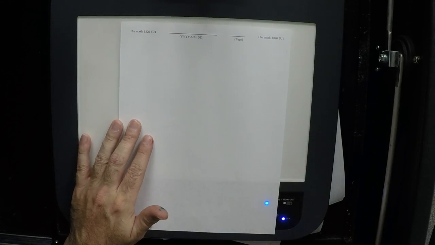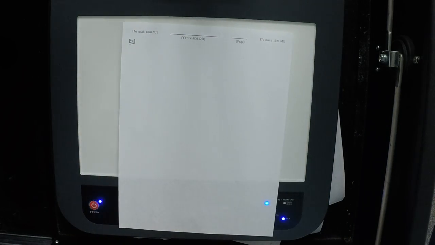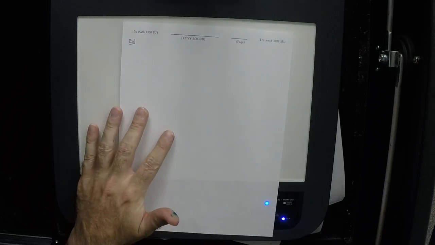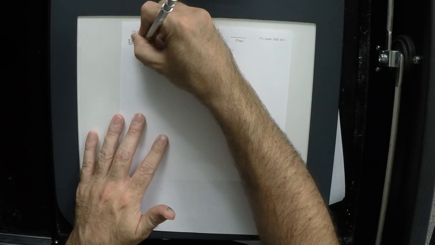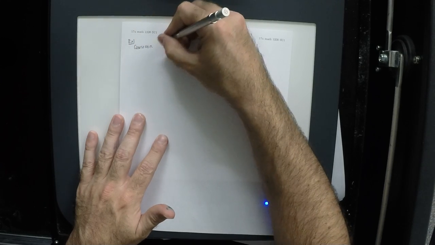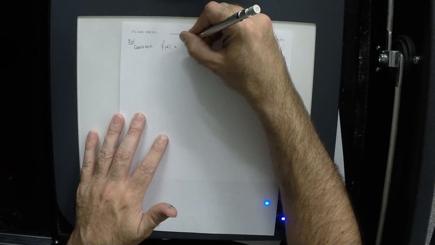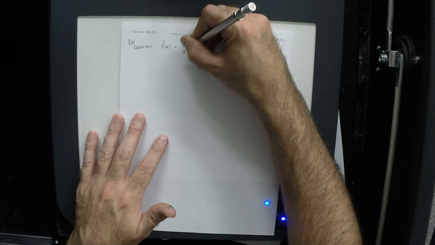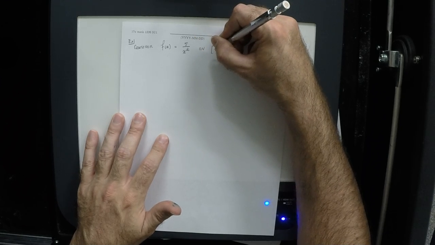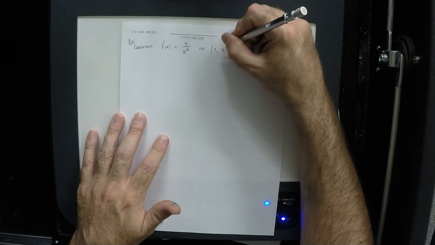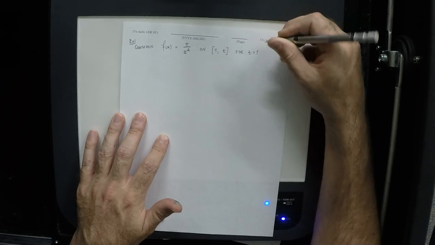So I gave kind of an adventurous average value problem on the written homework. So let's do an adventurous one here. So consider f of x is 5 divided by x squared on the interval 1 to t, for t greater than 1, a parameter.